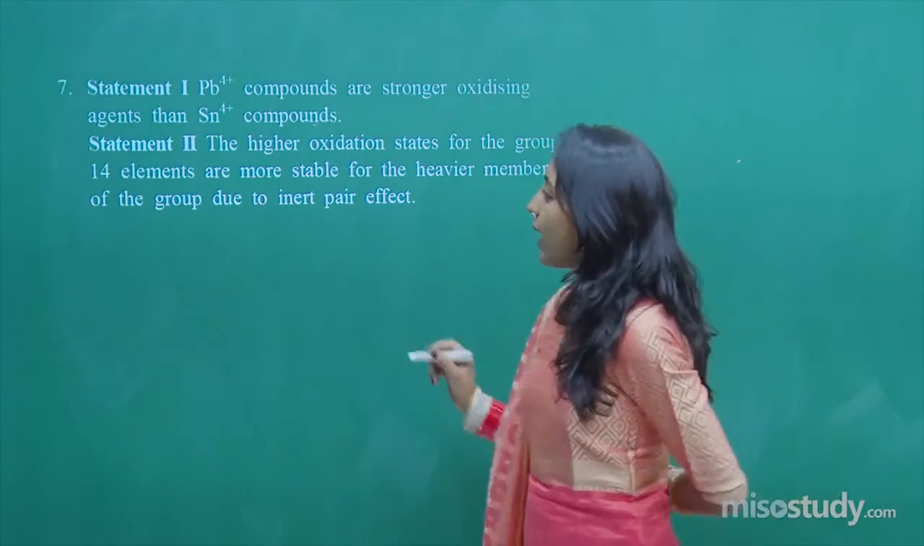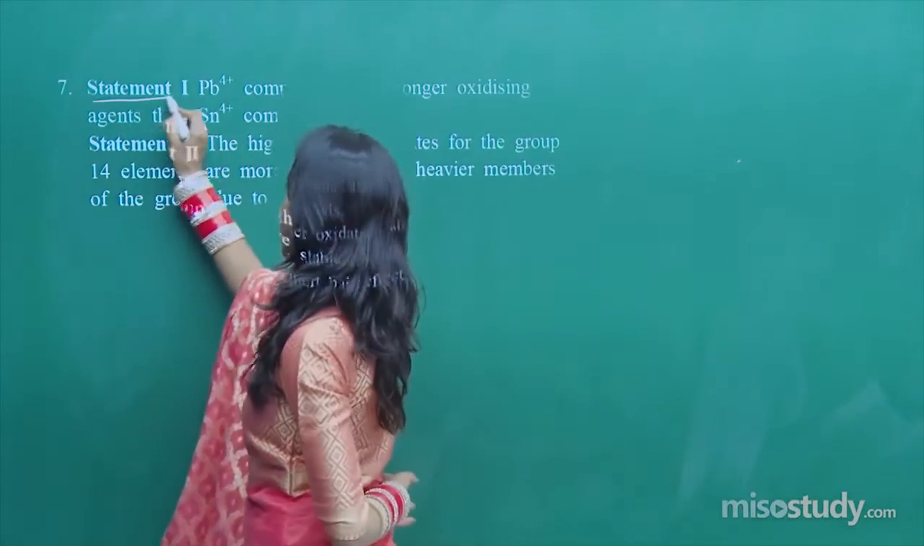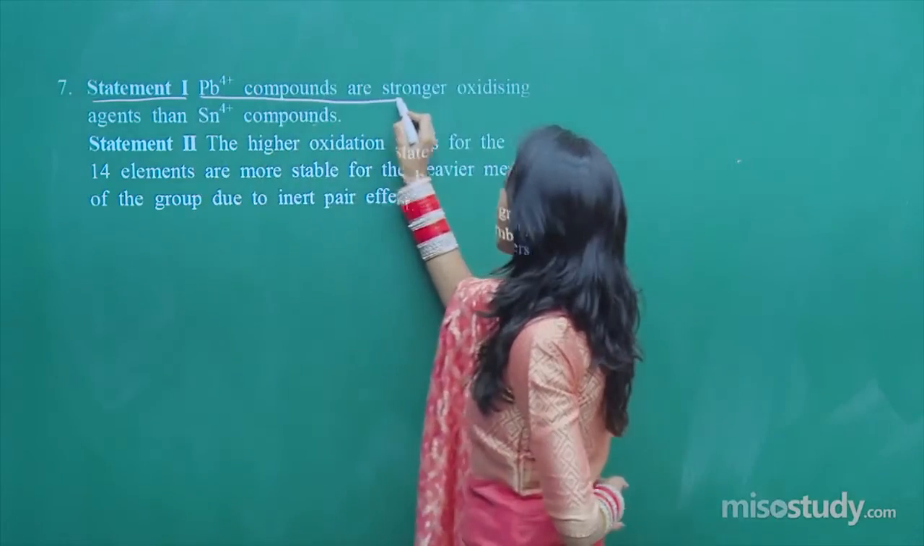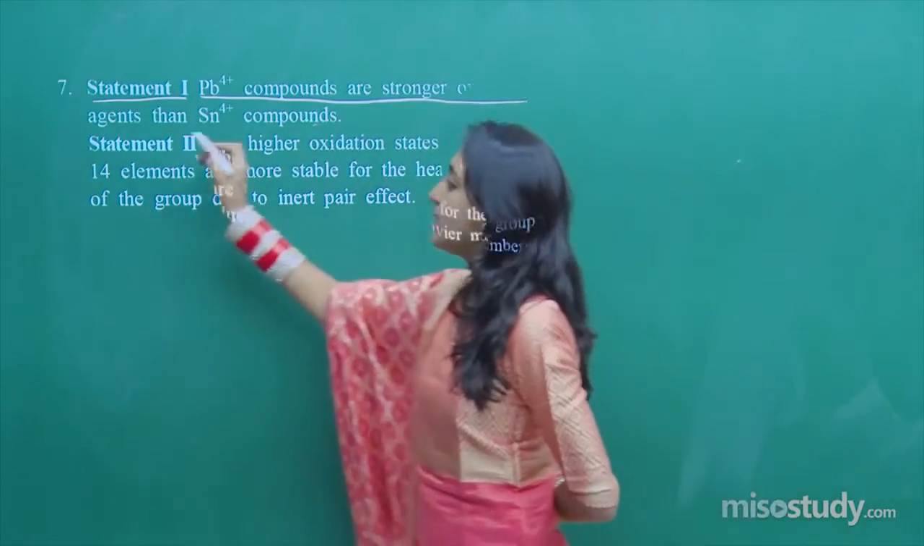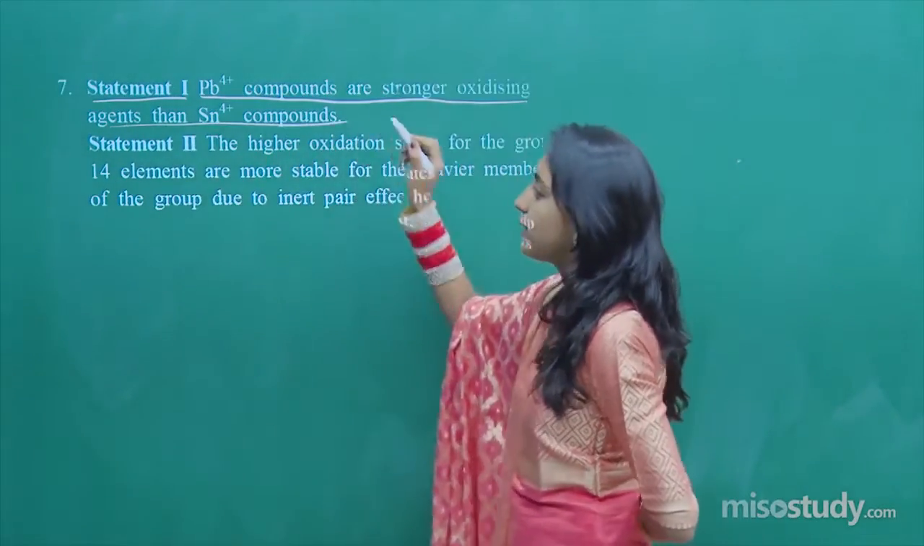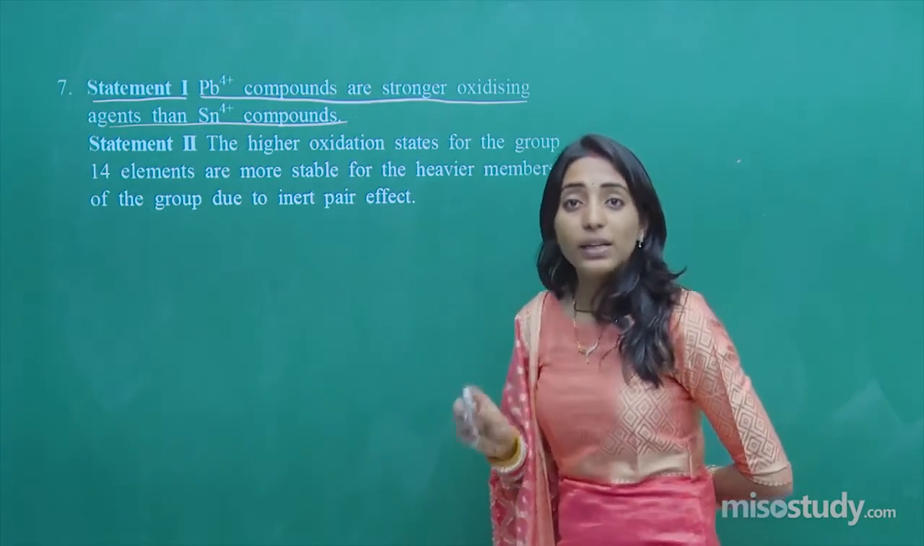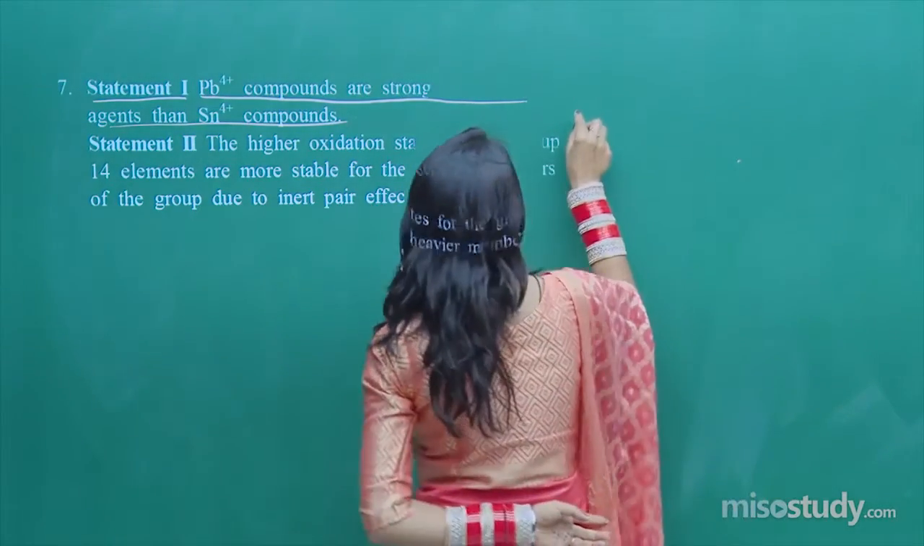So the question says that statement 1: Pb +4 compounds are stronger oxidizing agents than Sn +4 compounds. That means he is talking about group number 14.